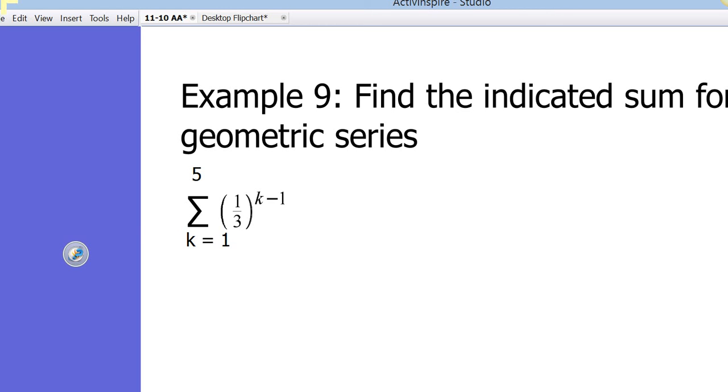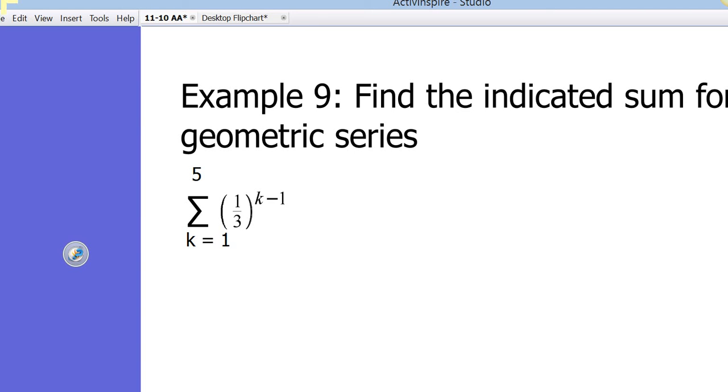All right, we got to do this last one real quick. All right, summation k, k equals 1 to 5, 1/3 to the k minus 1. Okay? All right, so it's okay if you use your calculator, but you're still going to plug in. What's the first thing I plug in? 1.